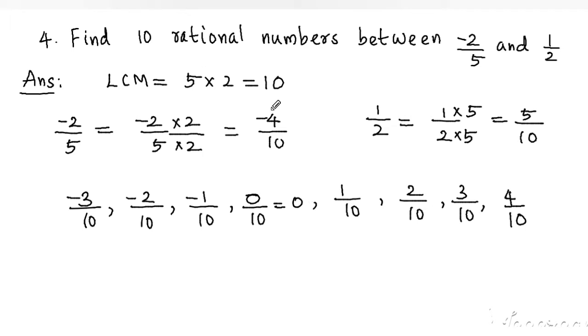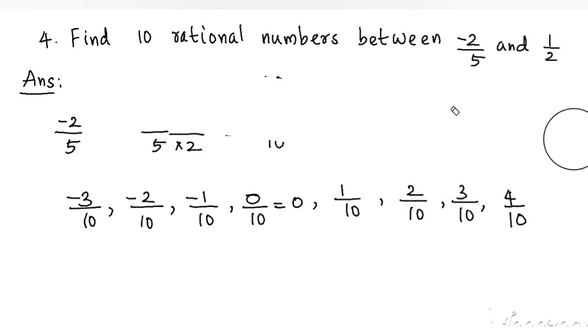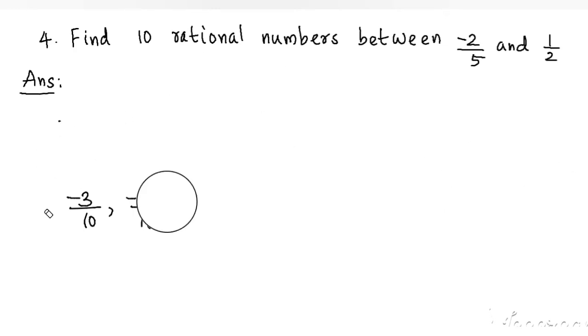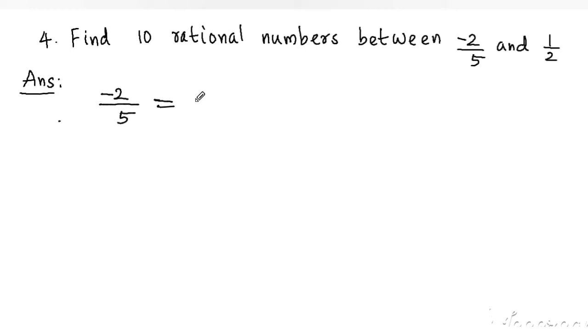Okay, so I am going to take another multiple of 5 and 2. So we can take that as, say 20, we can take that as 20. Okay, so negative 2 by 5 can be written as, multiply the numerator and denominator by, that is same as negative 2 by 5, multiply that by 4. Okay, so we will obtain the denominator as 20. Okay, so that is same as negative 8 by 20.